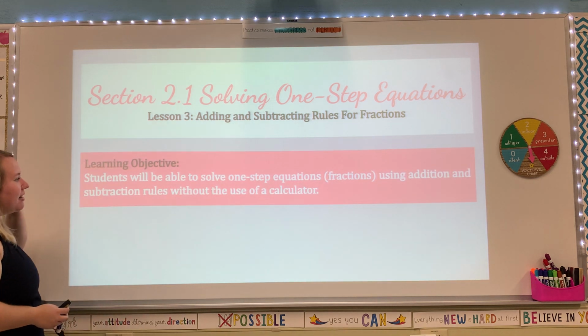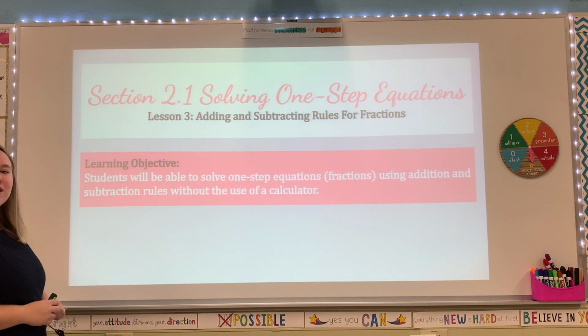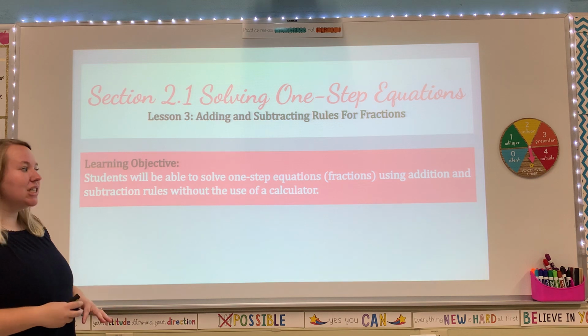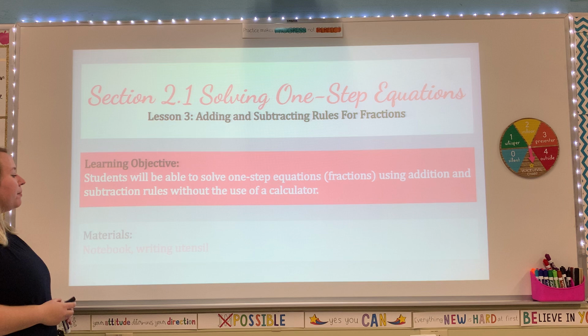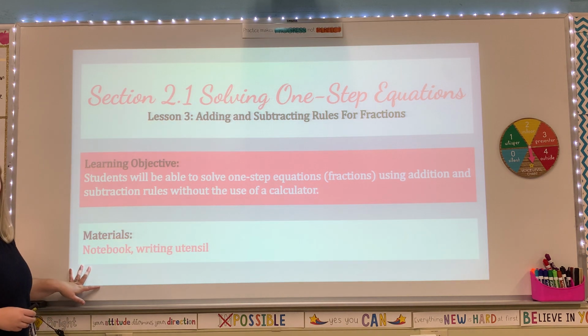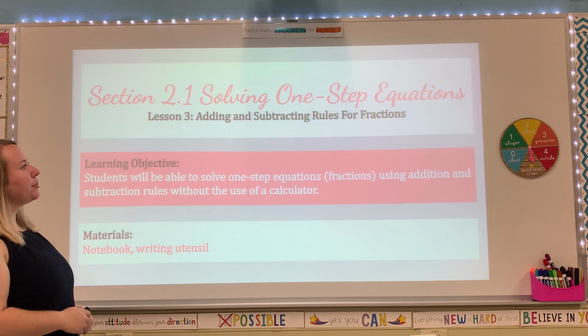The learning objective is students will be able to solve one-step equations with fractions using addition and subtraction without the use of a calculator. And the materials for today is a notebook and a writing utensil.